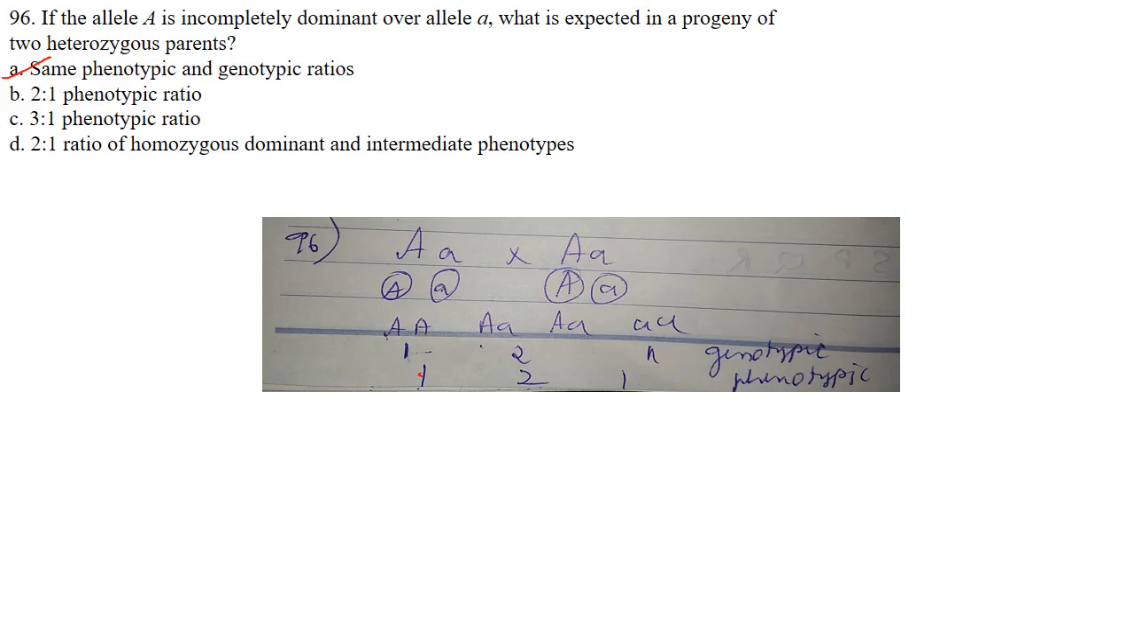Then next one. If the allele A is incompletely dominant over allele small a, what is expected in a progeny of two heterozygous parents? So these are the heterozygous parents. You will get genotypic and phenotypic ratio as 1:2:1. So same phenotypic and genotypic ratios.